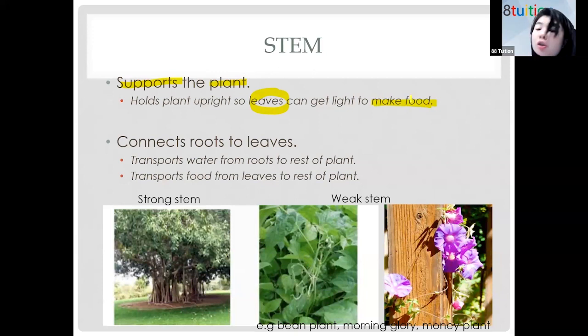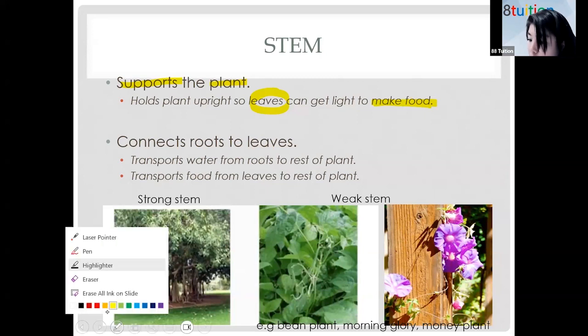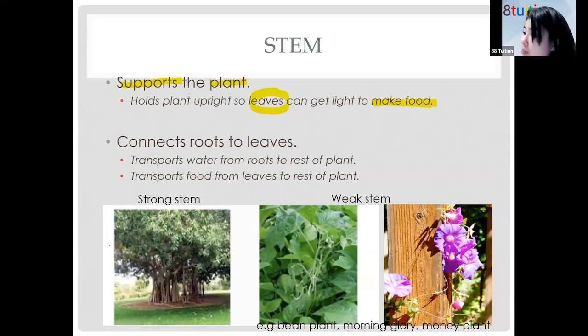Makes food. So plants are the only living things that can make their own food through a process called photosynthesis. I repeat, plants are the only living things that can make their own food through the process of photosynthesis. All right. So in order for the plant to photosynthesize, one of the things that it needs is light.